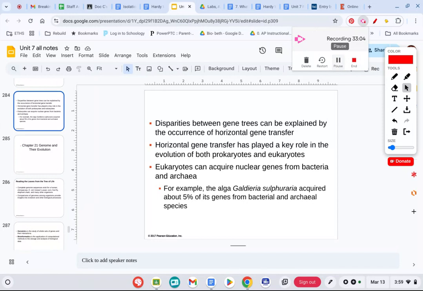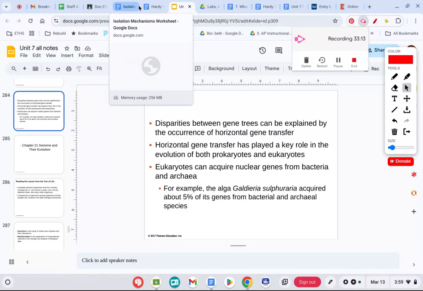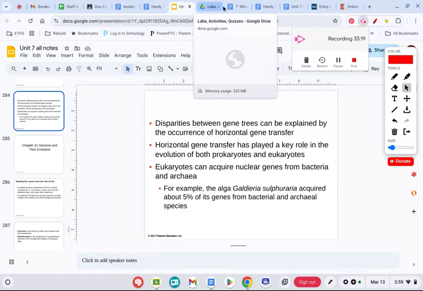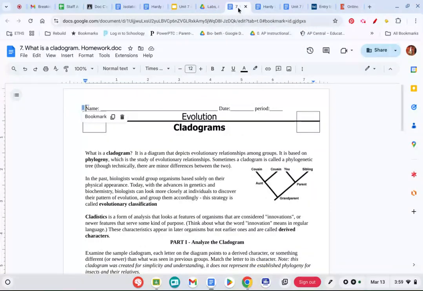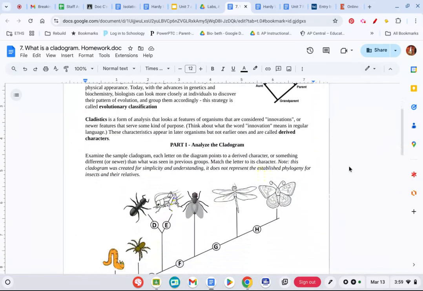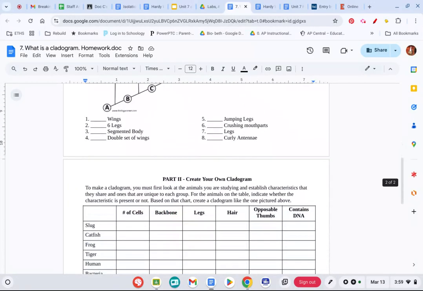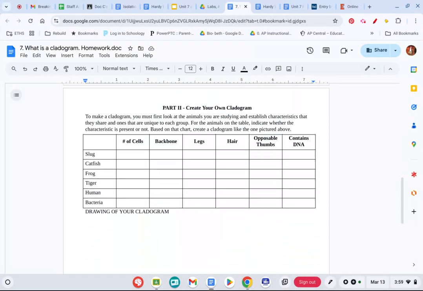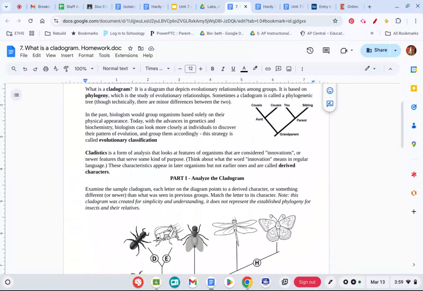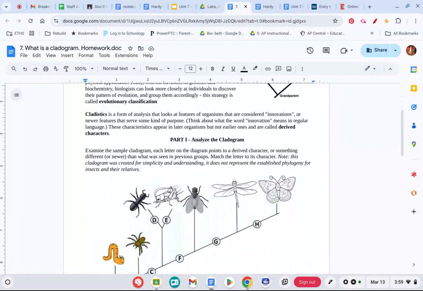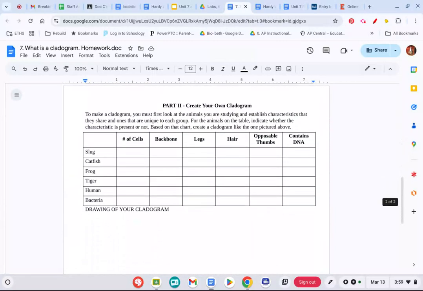Okay, I'm going to stop there, and I am going to assign you a worksheet that shouldn't take you very long to do. That is on cladograms, or phylogenetic trees. The reason I'm doing this is because cladograms, phylogenetic trees, are going to be important on the test next Friday, and they are definitely something that College Board in years past has liked to test you on. So I'm going to ask you to first analyze a cladogram, again, a phylogenetic tree, and then I'm going to ask you to create your own cladogram after that.